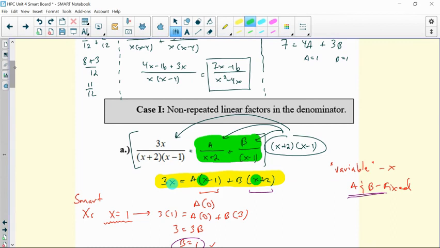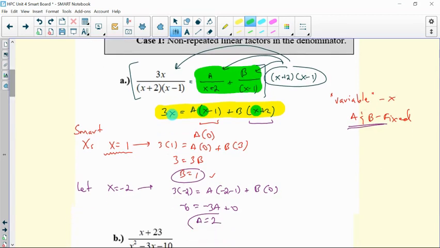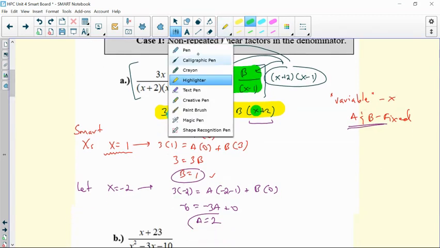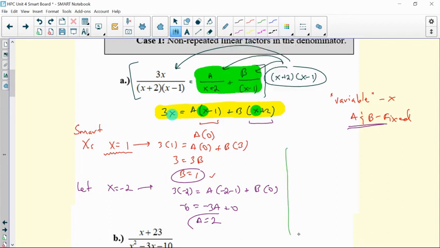So the value of a, we said was, I think, was it 2 or -2? There it is, 2. So I know a is 2. Let's pick green for the final answer. So my a value is 2. So I have 2 over x plus 2, and then plus b, which is 1 over x minus 1. That's it. I'm not solving for anything. I'm just rewriting this expression into its partial fractions in the sum of two parts.